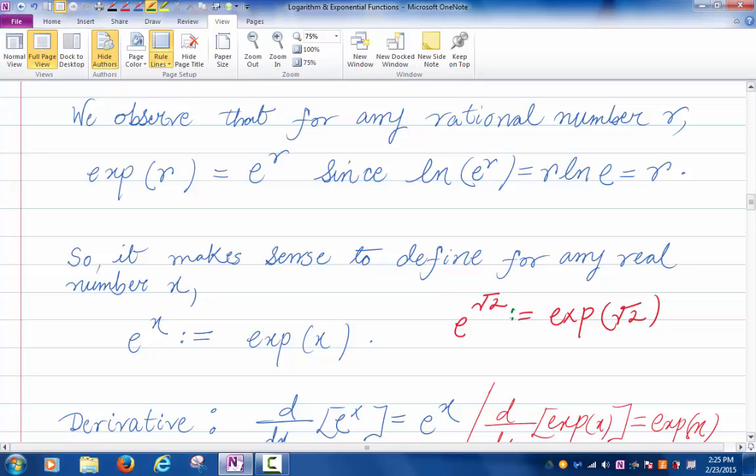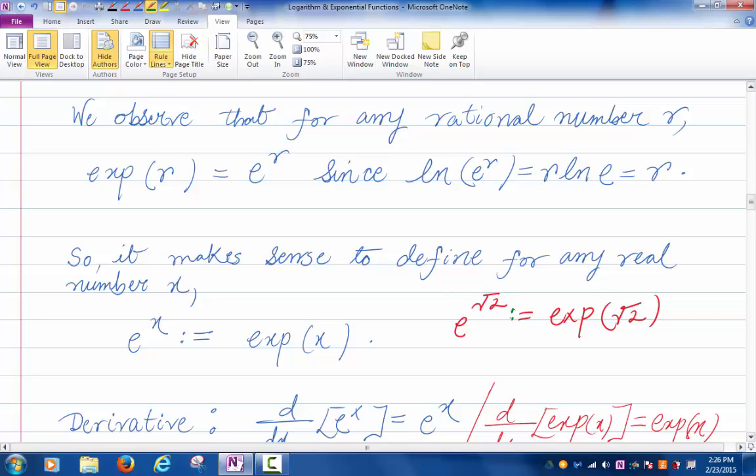Why? Because for rational numbers r, e to the r and exp of r agree. So it makes sense to define e to the x to be exp of x, for any real number x. So now you have a meaning for what it means to raise e to an irrational number x. It means exp of x. So once I make that definition, e to the x and exp of x are synonymous. They are the same.